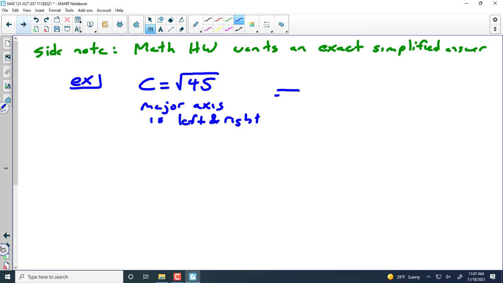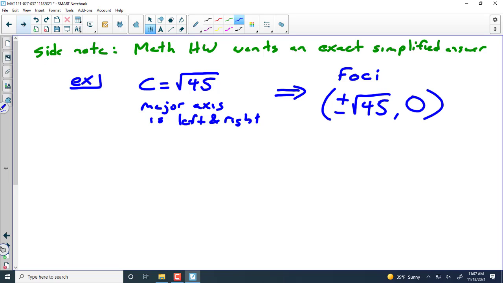What you would write then is that the foci are at plus and minus the square root of 45, comma 0. Why? Because C tells you how far to go, and since the major axis is left and right, that means the foci are left and right. They are always on the major axis, never the minor axis.